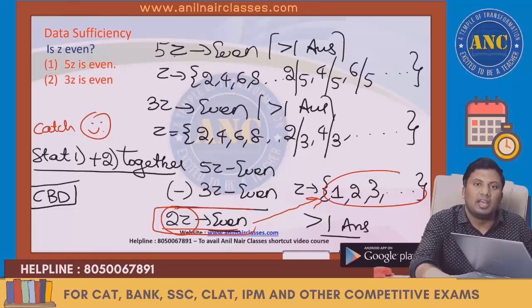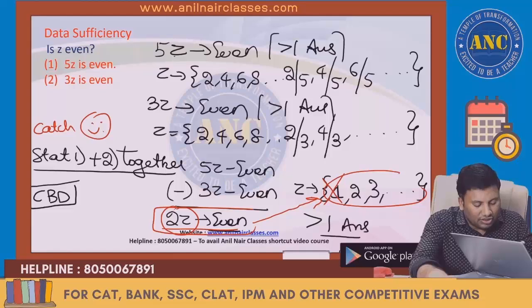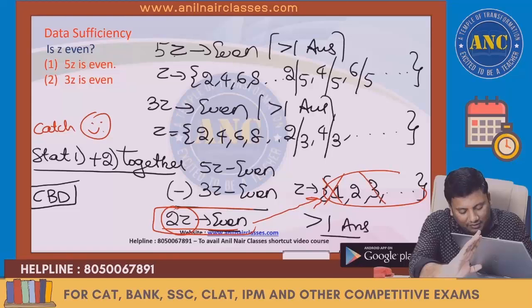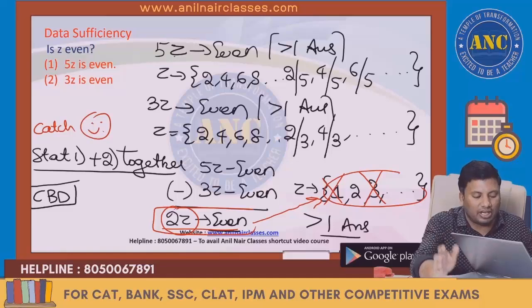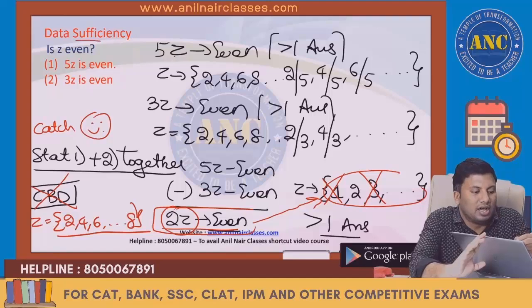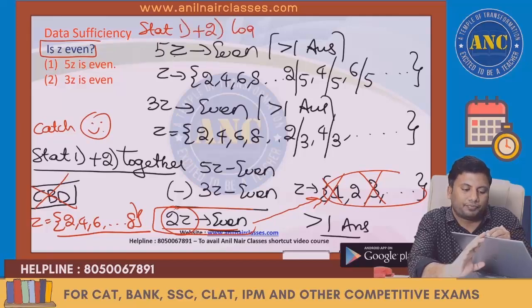Z is 1. Is 5 into 1, 5, even? No. Z equals 1 is out. 3 into 1 is not possible. 5 into 2, 10, even. 3 into 2, 6, even. 5 into 3, 15, not possible. 3 into 3, 9, not possible. 1, 3, 5, 7 will not be possible. It will result in 2, 4, 6 or 8. All are even numbers. Definitely it is an even number. So the answer is statement 1 plus 2 together.